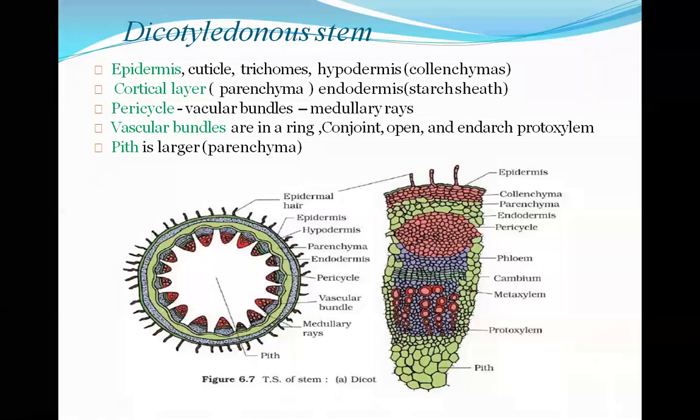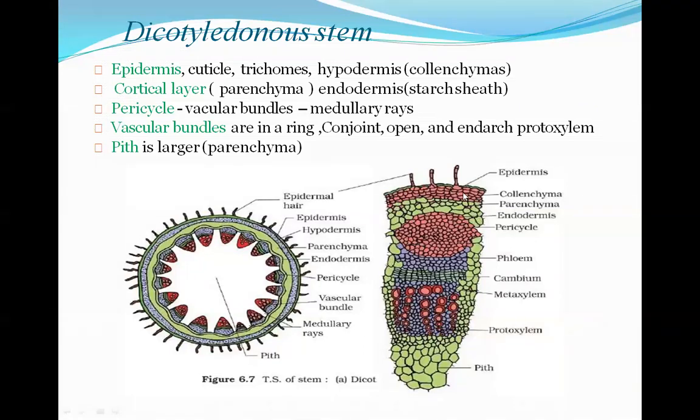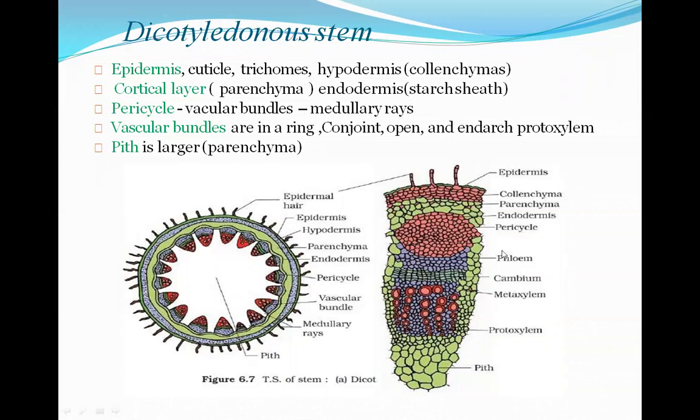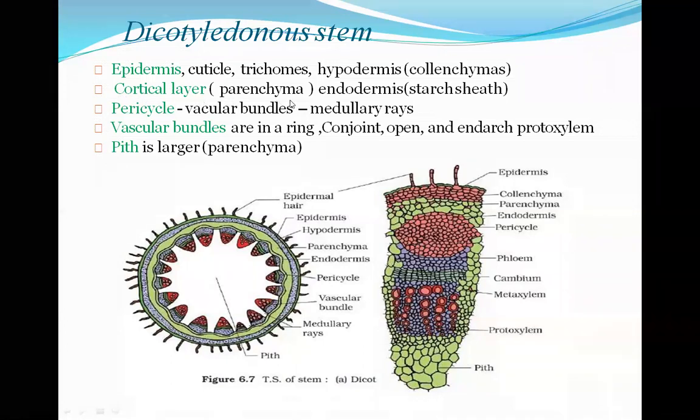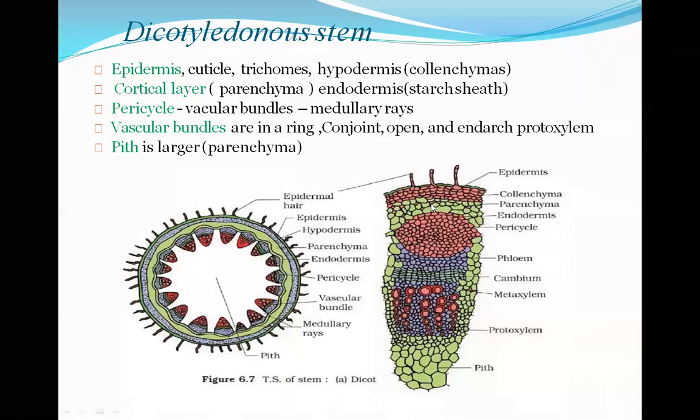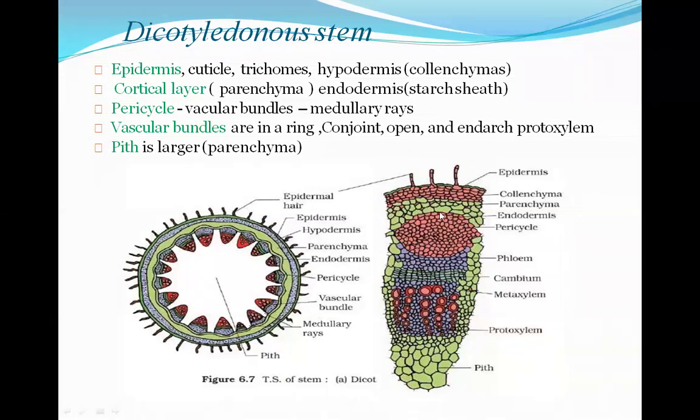As this hypodermis contains the collenchyma cells, and it is present after the epidermis, for this reason it is known as the hypodermis, right? Next is the cortical layer, right? That is the cortex region, and this cortical layer is made up of the parenchyma cells. So you can see here this layer containing large size cells, which are said to be the parenchyma cells.